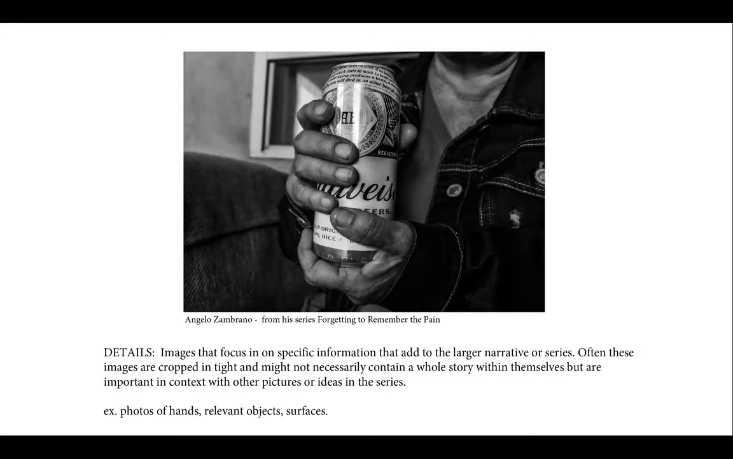Often these images are cropped in tight, but not necessarily, and they might not contain a whole story within themselves, but are nonetheless important in context with other pictures or ideas within a series. So you'll see a lot of images of hands or images cropped really tight, maybe relevant objects to the story, surfaces, even things like moments or passive scenes in a photo series might be considered details. They're things that link really important images to other important images.